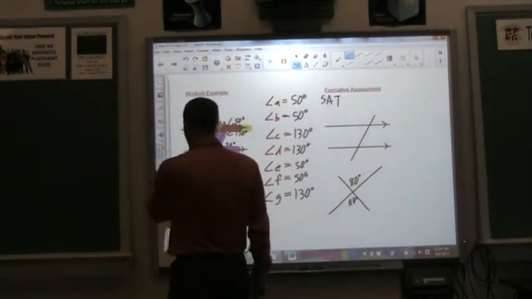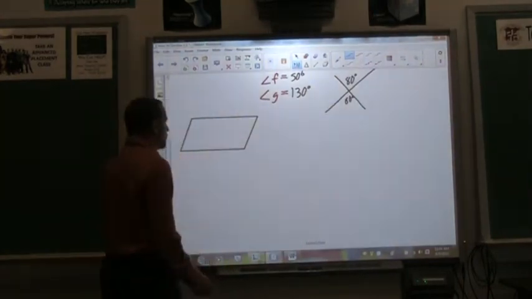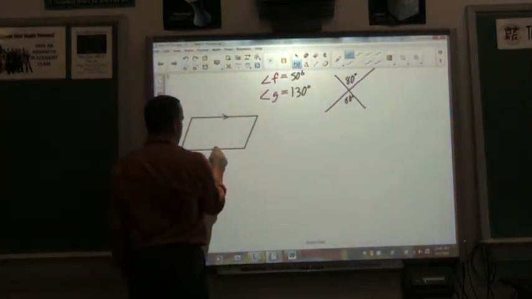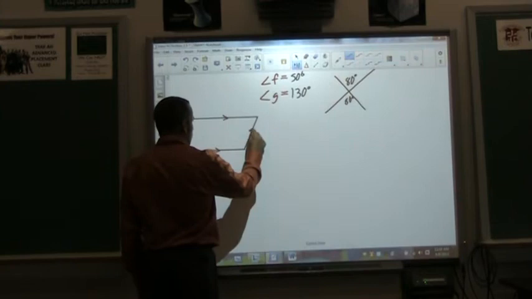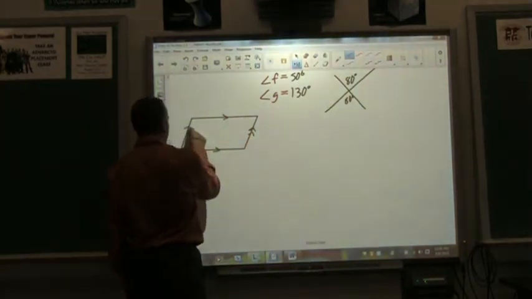One more quick example here. This is a diagram that comes up very often. A very typical example you would see.